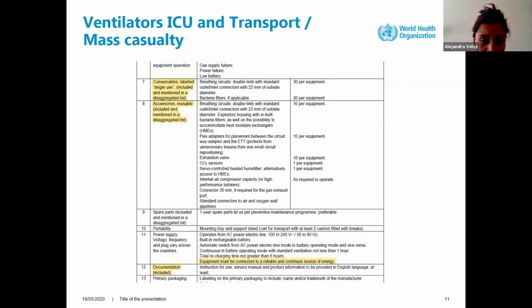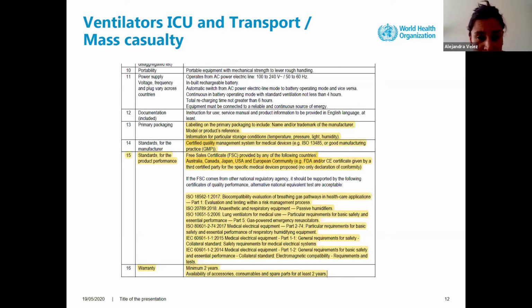And what else? We also emphasize the use of a reliable and continuous source of energy, because we know this can damage the equipment. Finally, in terms of quality assurance, here I just put some of the main things that we need to take into account.